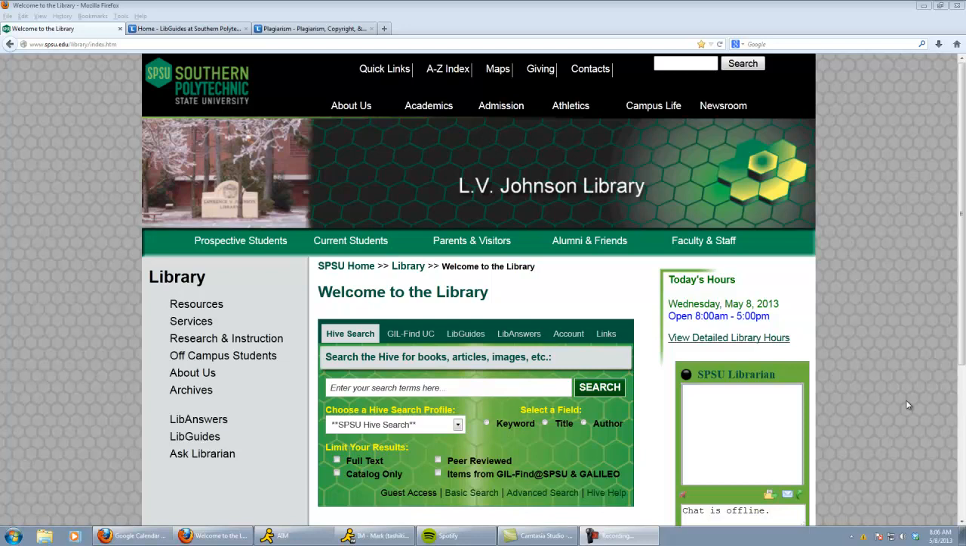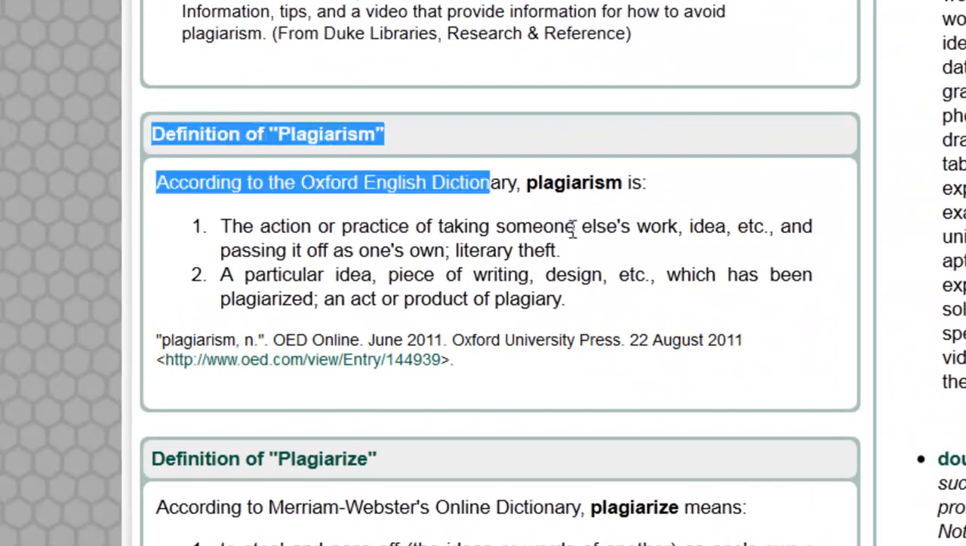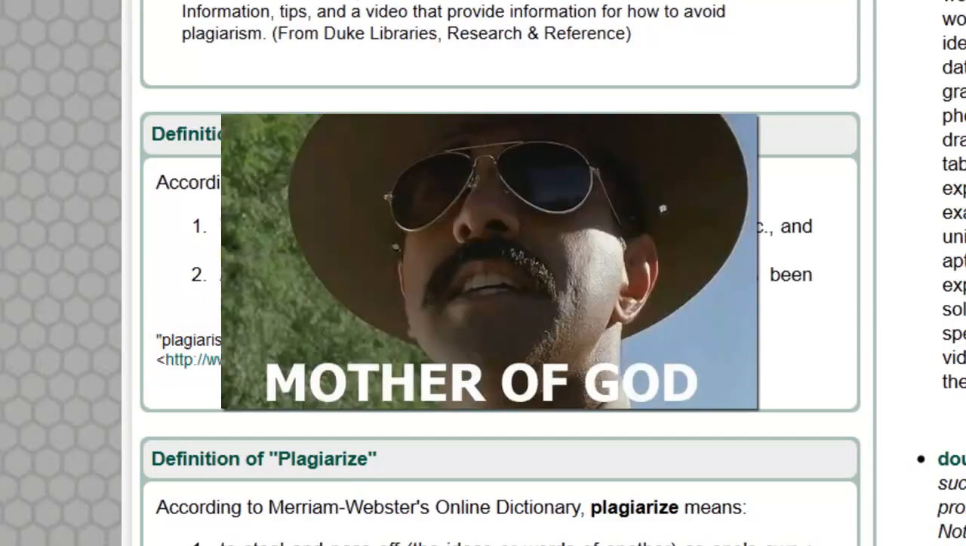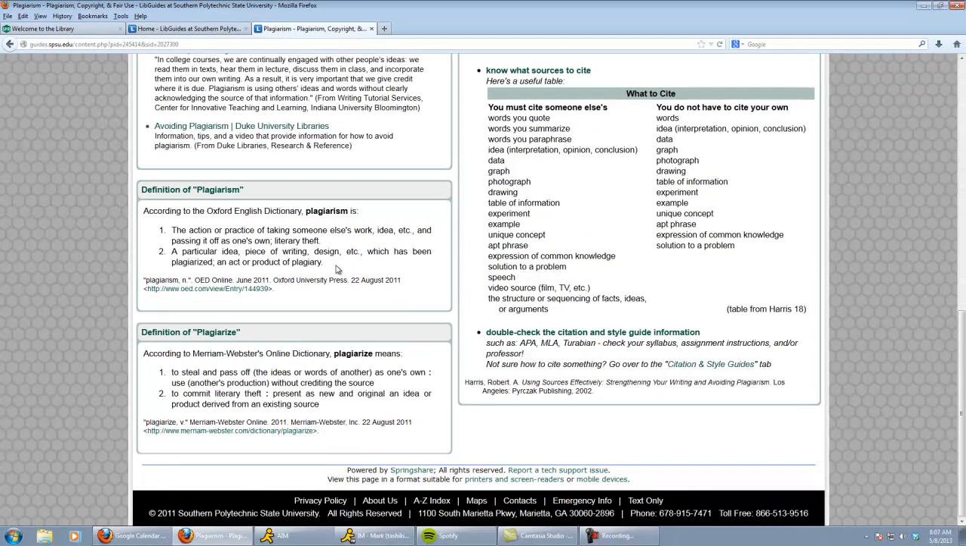So here's the deal. Plagiarism, as defined by the OED, the Oxford English Dictionary, is this: the action or practice of taking someone else's work, idea, etc., and passing it off as your own. Literary theft. You are committing a crime. You are taking somebody else's idea and saying, mine! You're not a seagull in a movie. You are a student. You need to write your own things.